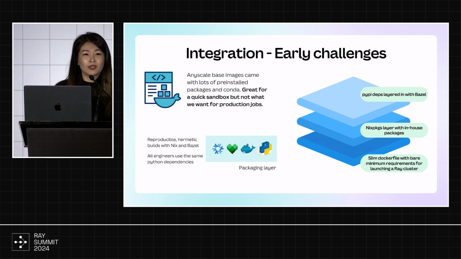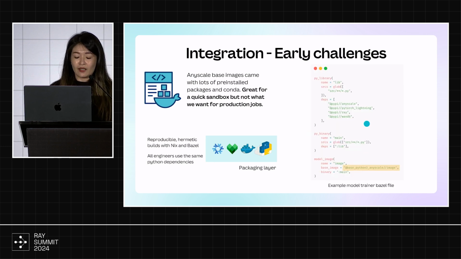So we worked for a while with the Anyscale team to obtain a base image that only had minimal requirements for launching a Ray cluster and to pass the required health checks. And then we used this minimal image as the base image and layered in our in-house Nix package layer. And lastly, in each model trainer's Bazel file, the PyPI dependencies are added in, as well as the trainer code. The final output you get is a model trainer image that can be used in the cluster dev loop and then used as a productionized cron job.